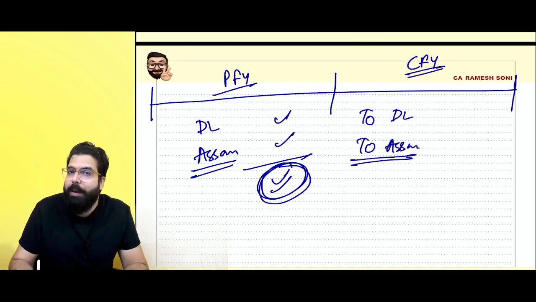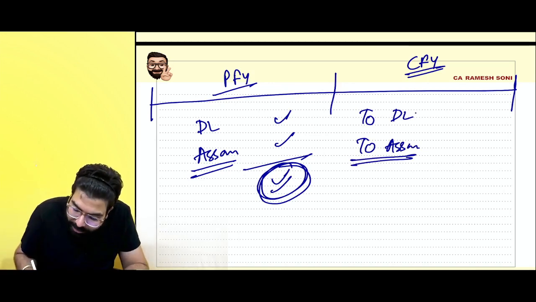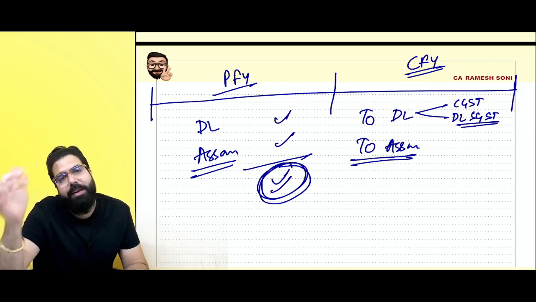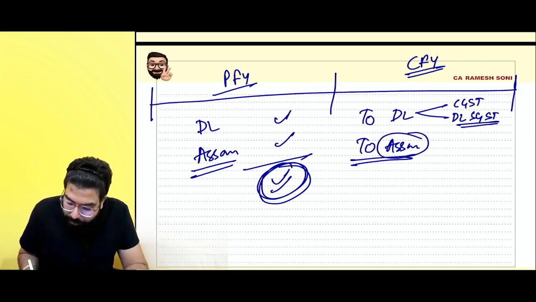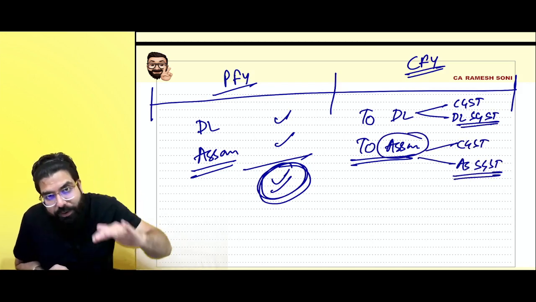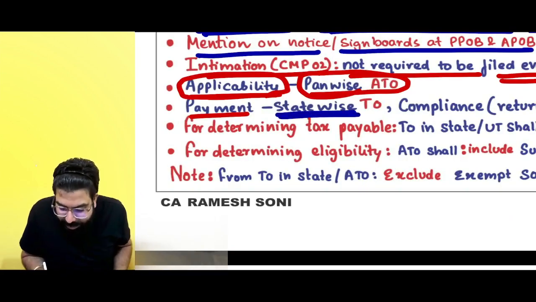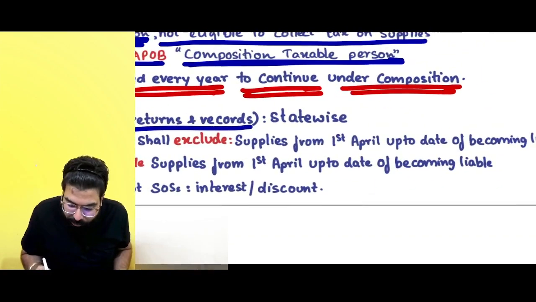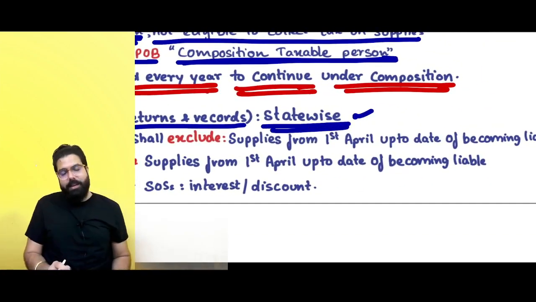When you are making a payment, always remember, of the Delhi turnover, CGST and Delhi SGST 0.5 is to be paid in Delhi. Of the Assam turnover, CGST and Assam SGST 0.5 and 0.5 is to be paid in Assam. Always remember, payment has to be done state-wise. Compliances, returns and records also have to be filed state-wise. Point is clear.